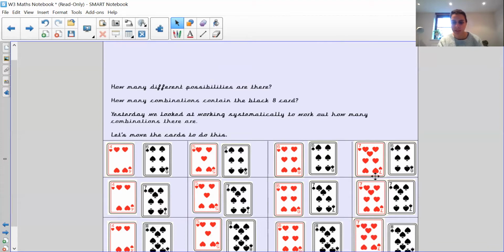There's all my red 7s and the options, there's all my red 6s and the options, my red 5s and the options, and my red 4s and the options. Then the question says, how many different possibilities are there? Now we can count. 1, 2, 3, 4, 5, 6, 7, 8, 9, 10, 11, 12. There are 12 possibilities.